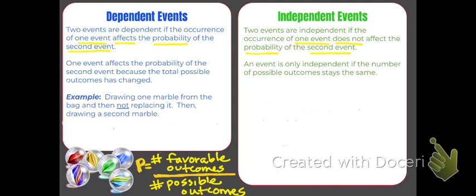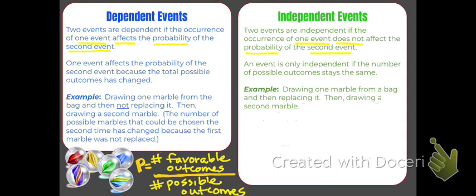So how could it change? Well, with dependent events, here's an example. If you're drawing one marble from a bag and then not replacing it, and then you draw a second marble. Imagine, when you draw the marble the first time, there might be 20 marbles in the bag. You pick one out, and you don't replace it. So now there's only 19 marbles in the bag when you're picking the second marble. So the probability is changing because the number of marbles, the number of possible outcomes, has changed.